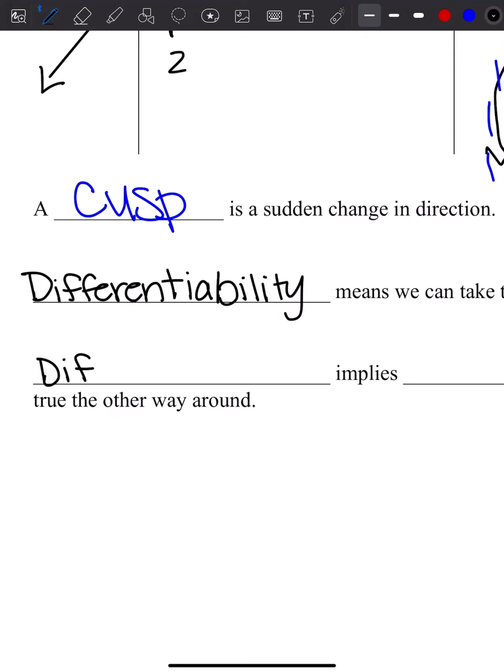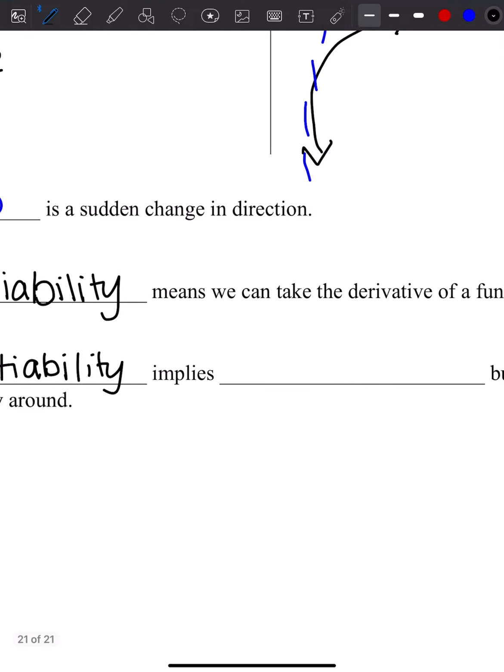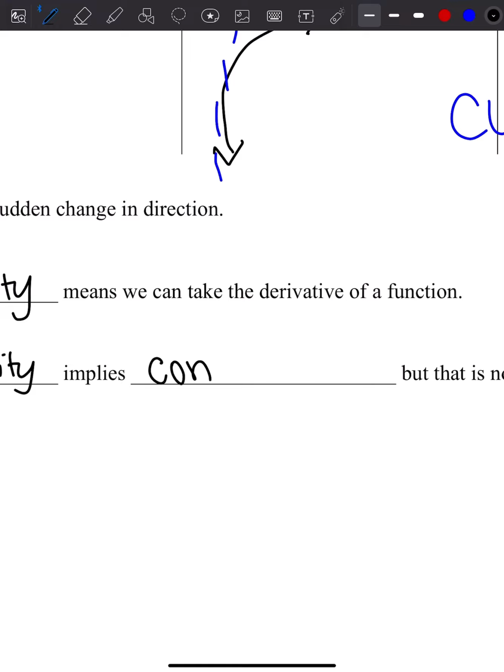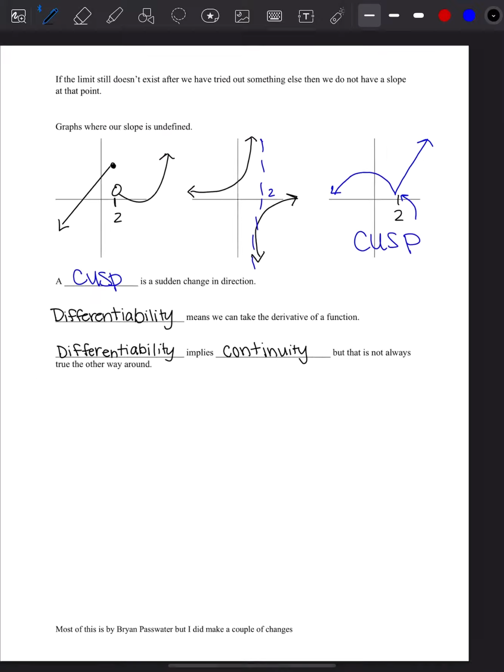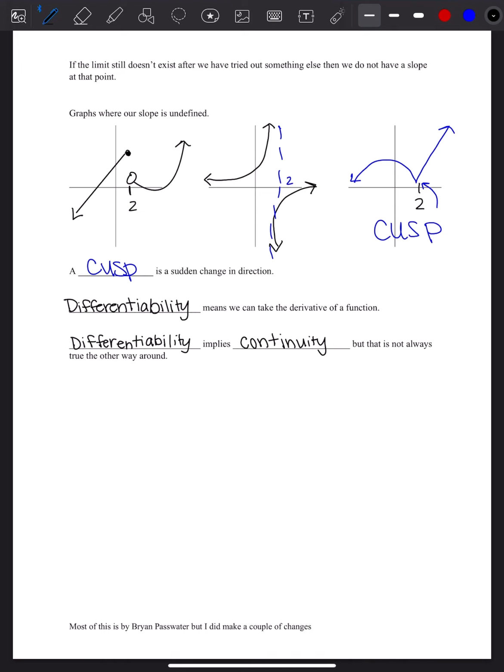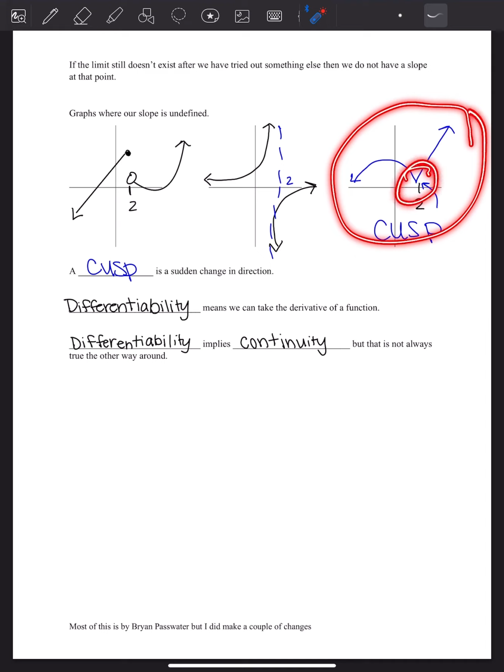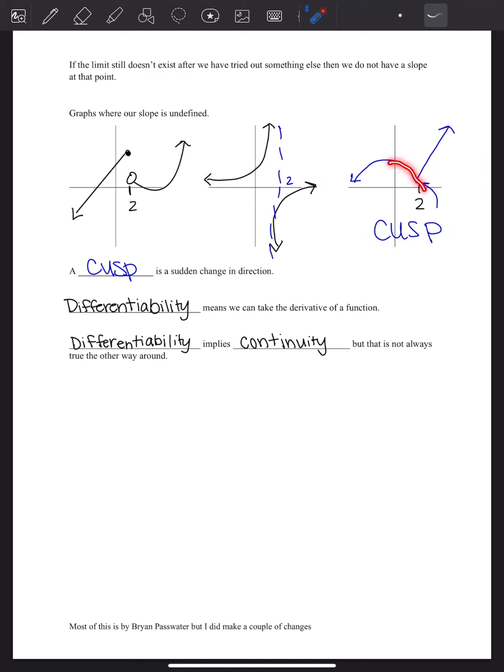So if we can say something is differentiable, then we can automatically say that it is continuous. Okay, now thinking back to that example of a cusp, just because something is continuous doesn't mean it's differentiable. So differentiability implies continuity, but it does not work the other way around. So continuity does not imply differentiability. I can't take the derivative at our point here, even though it is continuous, because our limit and our y value are equal.